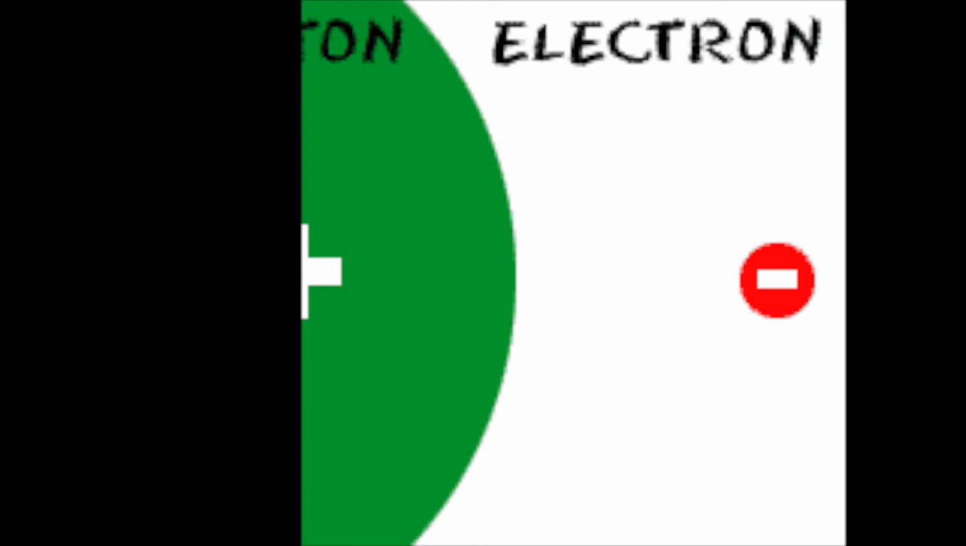Electrons are extremely small compared to all the other parts of the atom. The mass of an electron is almost 1,000 times smaller than the mass of a proton.